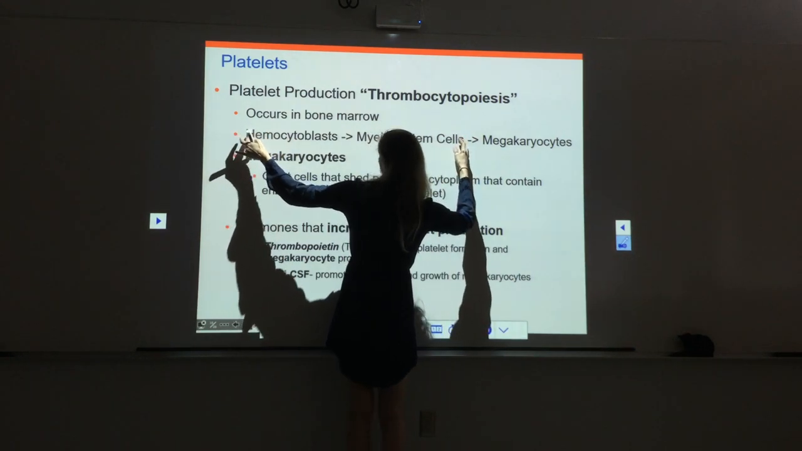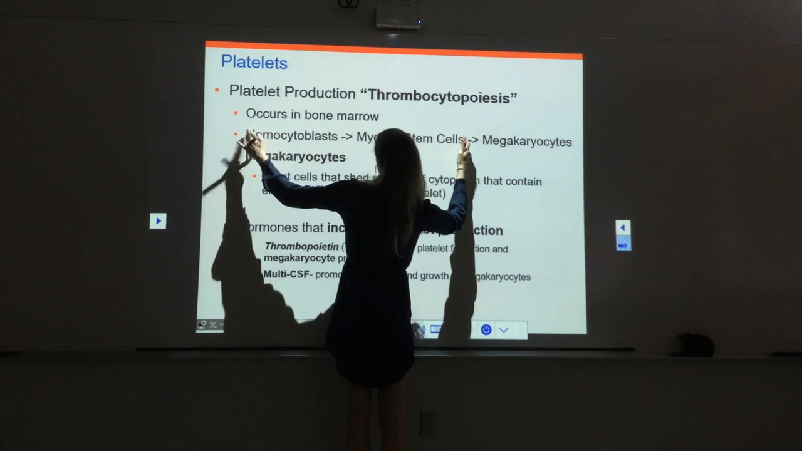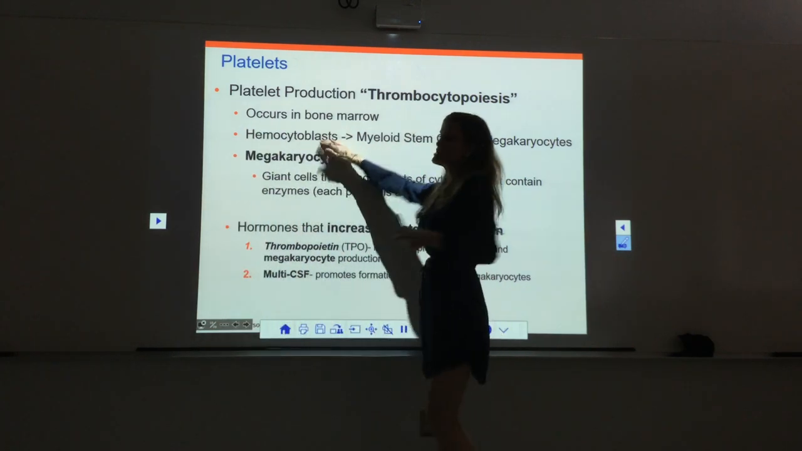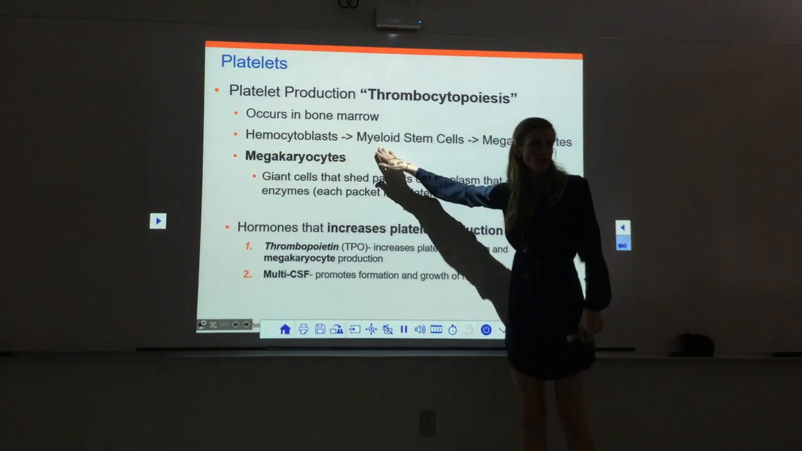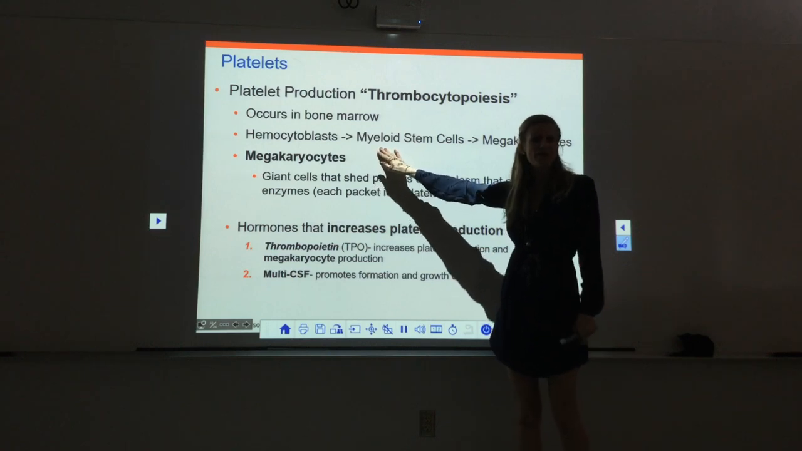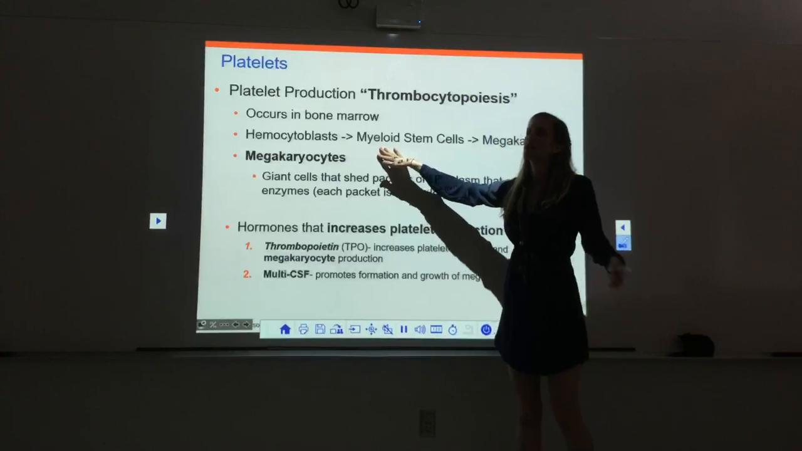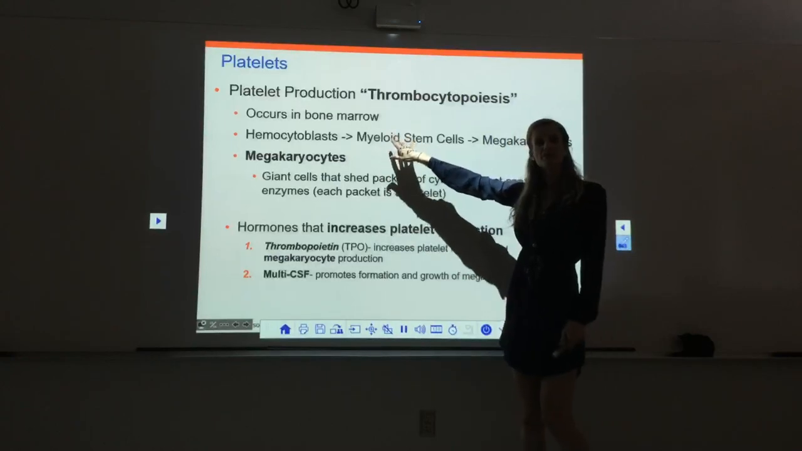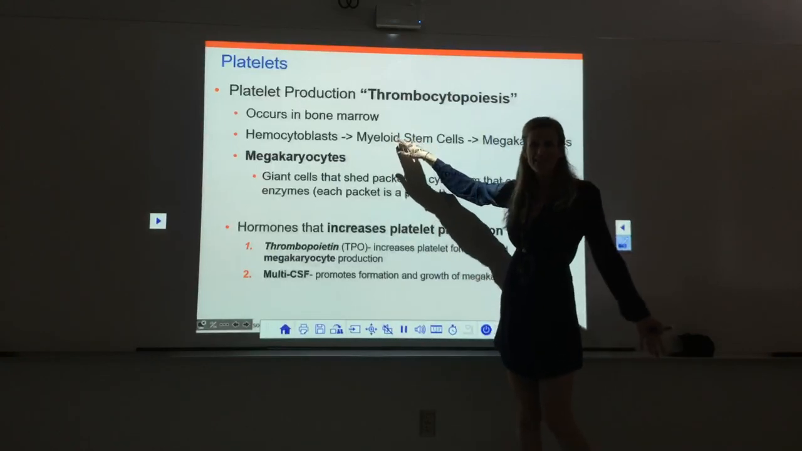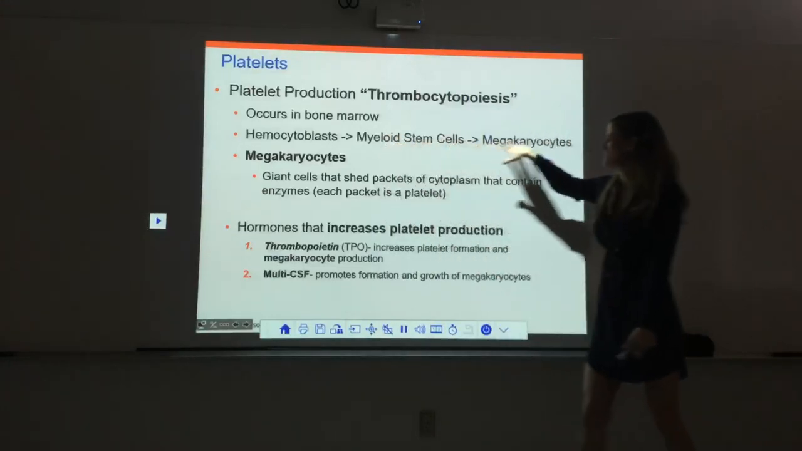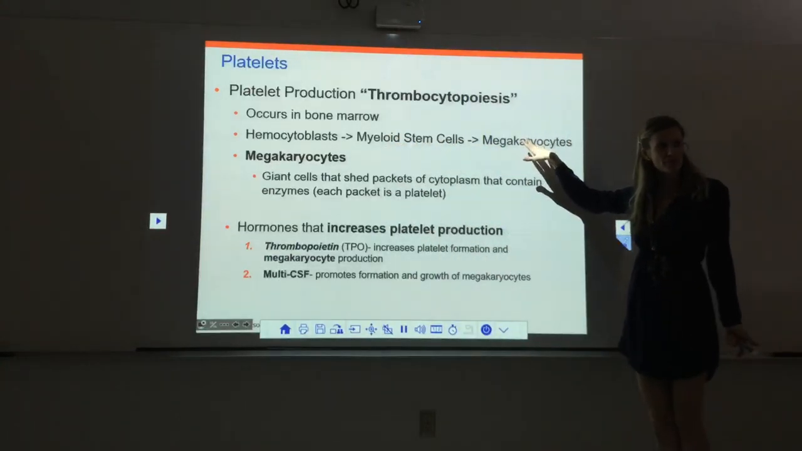So with thrombocytopoiesis, this section here is the same as most of our other blood cells, right? Everything but lymphocytes has this same beginning part, where we have the hemocytoblast, which gives us a myeloid stem cell. What's the other type of stem cell that it gives us? Lymphoid. What do lymphoid stem cells give us? Lymphocytes. Myeloid stem cells give us what? Everything else. Okay, so the myeloid stem cell is going to give us this megakaryocyte, which we mentioned before.